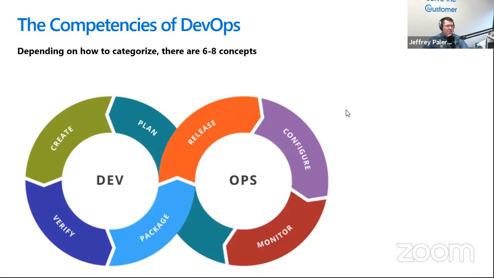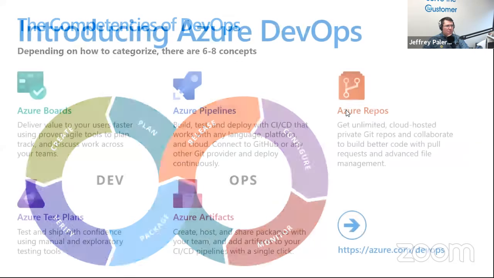There's other ways that people represent the competencies of DevOps. This is actually the graphic from Wikipedia, and it shows 7 different competencies instead of 6, because they include a package step. But however you categorize it up, there are only a finite number of competencies of DevOps. And so when you think about, okay, if I'm adopting it, what are the things that I need to do? There's not a million things you need to do. There's only a handful. So it's very doable.